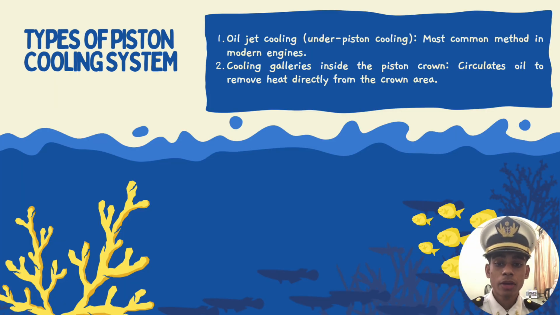Alright, now here we have the types of piston cooling system. Firstly, oil jet cooling under the piston, the most common method in modern engines. Secondly, cooling galleries inside the piston crown circulate oil to remove heat directly from the crown area.